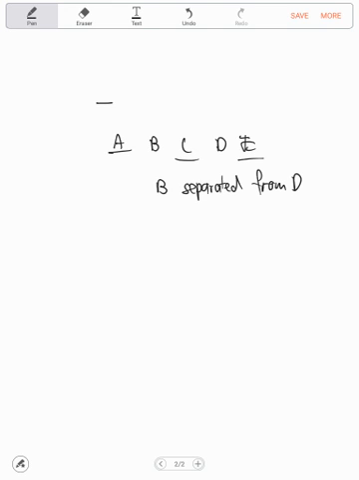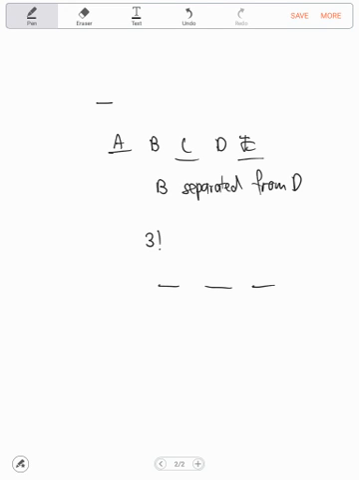Okay, so for the separator method, let's say for example, there are 5 people called A, B, C, D, E, and B is to be separated from D. So I will arrange the rest of the 3. I will arrange A, C, and E, which is 3 factorial ways of arranging them, right? Altogether 6 ways of arranging them.